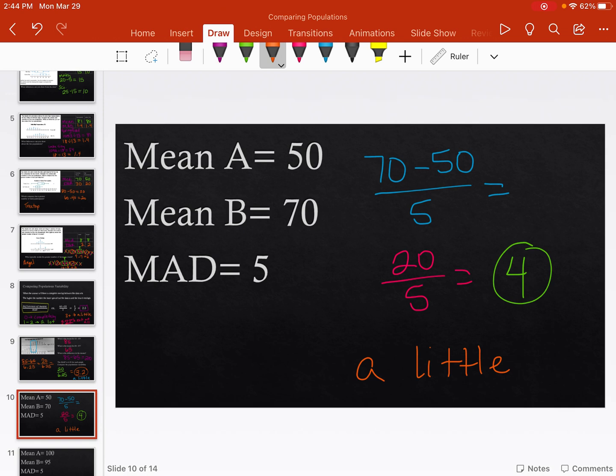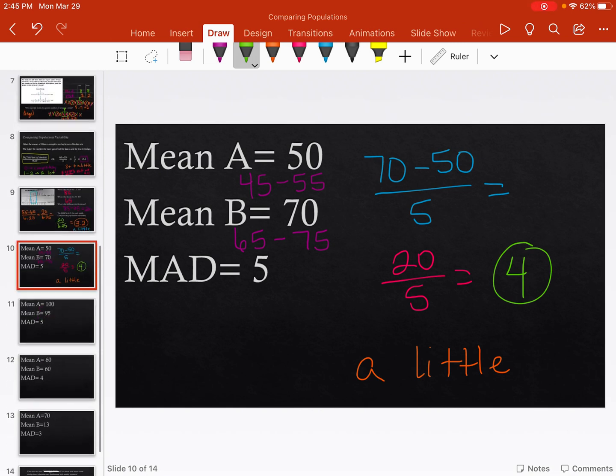And I'm just going to show you this to help you visualize it a little better. Remember we talked about how the MAD is like how spread the data is from that mean. So here the range for group A is kind of like 45 to 55. And for group B, it's kind of like 65 to 75. Again, that doesn't mean all the data fits in there. That's just generally about how spread out the data is. So it looks like it won't overlap at all, but you don't know. There could be 1 or 2 little outliers that do make it overlap just barely. So we have to say a little since they didn't give us the exact data.